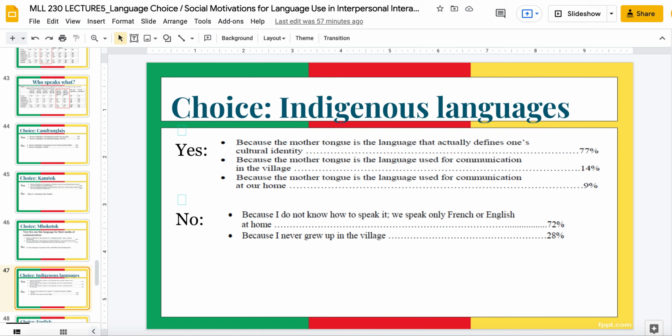Indigenous languages, they say it's the mother tongue, right? It's their cultural identity, it's their village, it's their home. But some people, if they don't speak it, they don't know how. They only speak French or English, because they didn't grow up in the village, they grew up in the city.